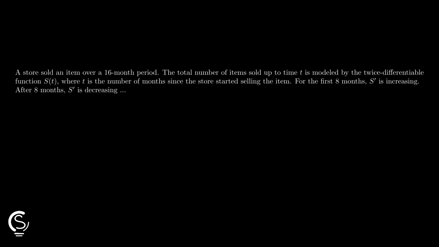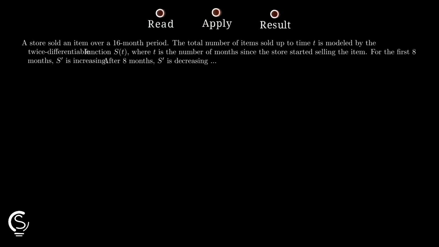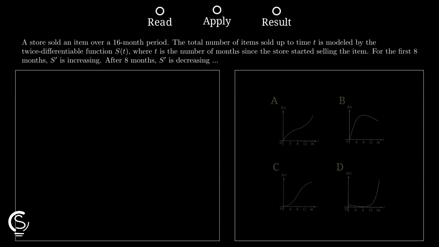Let's go! Calculus graphs can be tricky, but we can solve this quickly by looking at the rate of change for this sales function. Let's go! The problem states that the derivative s prime is increasing for the first 8 months. This means the slope of our graph is getting steeper, so the function must be concave up.